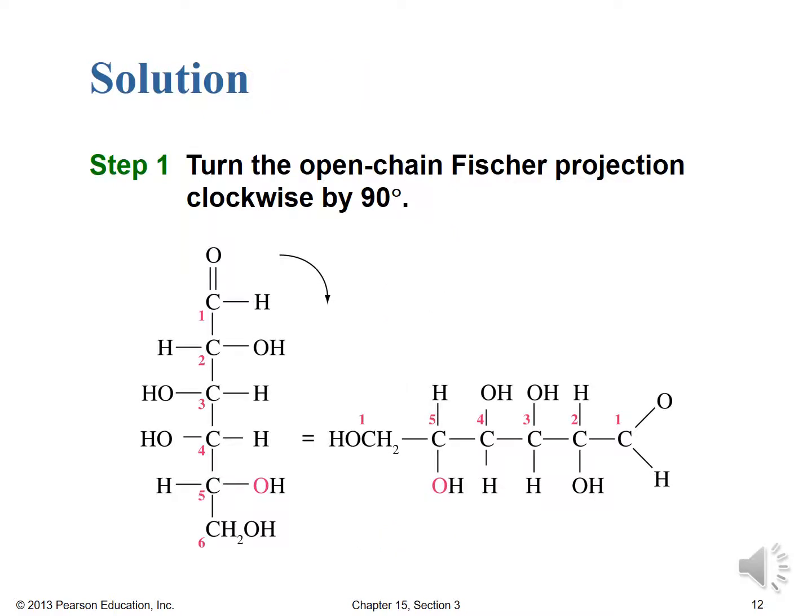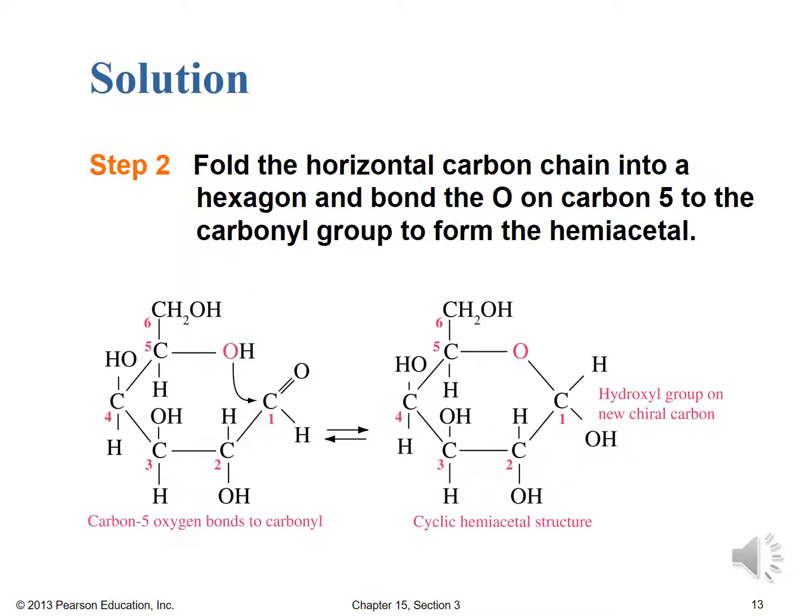Okay, there we have it. Hopefully you were able to do this well. Step number 1 involved taking that open chain Fischer projection and rotating it clockwise by 90 degrees. So there we have what you should have arrived at for the result of step 1. Now in step 2, you fold that horizontal carbon chain into a hexagon and bond the O on carbon 5 to the carbonyl group to form the hemiacetal. Of course, this structure is an aldohexose, so it's going to look a lot like the glucose in how we form that cyclic hemiacetal structure.